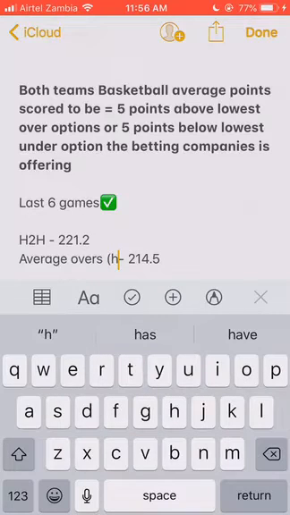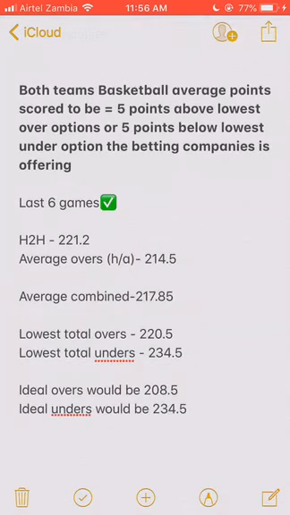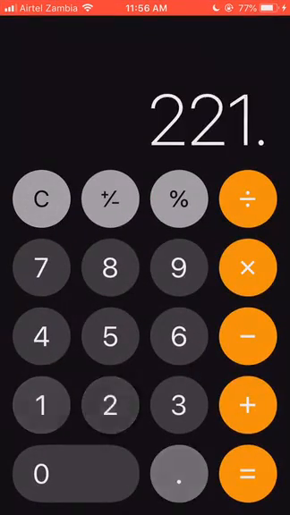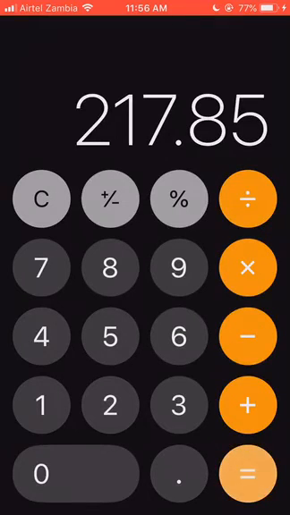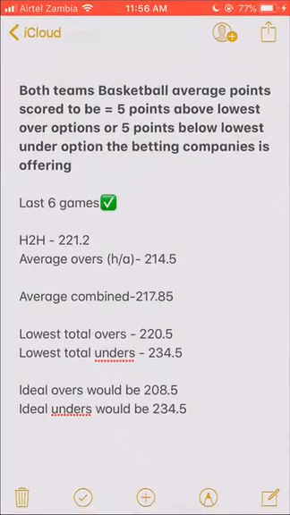Home and away. Okay, this is for both teams, it is 214.5. So both teams, how many they've scored home and away in the last 6 combined is 214.5. Okay, when I take these two numbers and I add them, 221.2 and 214.5, and I divide them by 2, it gives me an average of 217.85, and that is the average combined for head-to-head and home and away.